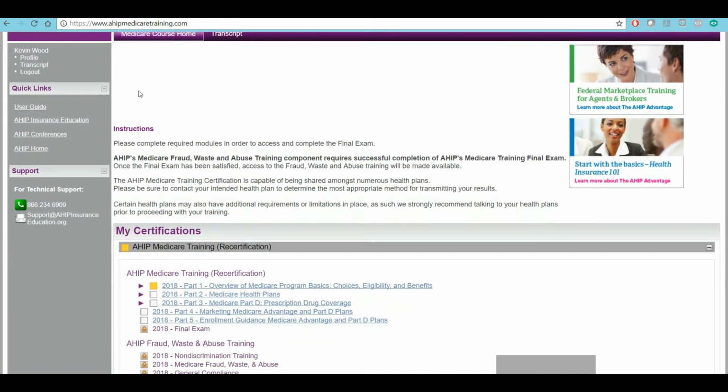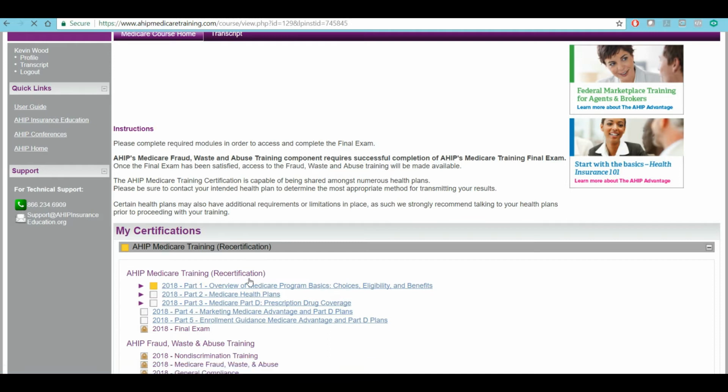Now you can see here's my account, and I've already been in here, and I clicked on the 2018 Part 1 overview of Medicare programs, basic choices, eligibility, and benefits. So it says in progress. AHIP's Medicare fraud, waste, and abuse training component requires successfully completing AHIP's Medicare training final exam, which is not too hard to pass. You know, it depends, but you've got to study it.